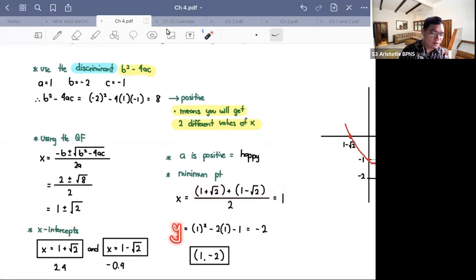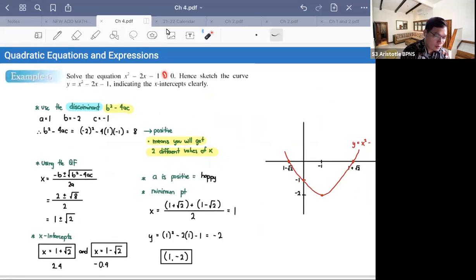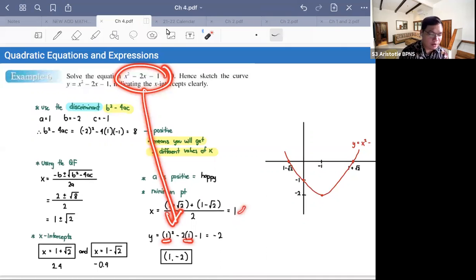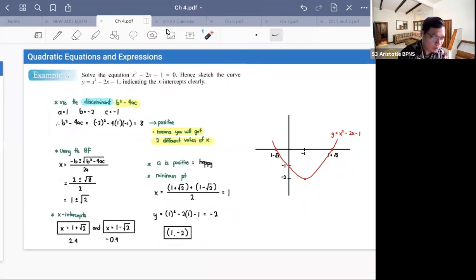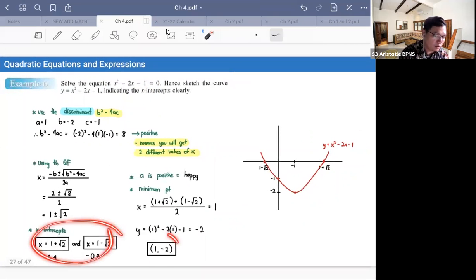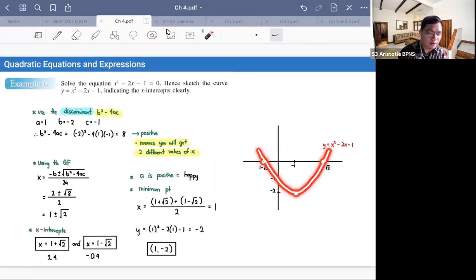And then for the y coordinate, using the same formula, instead of x we put 1, right? So your y coordinate for your minimum point is negative 2. Therefore, the point is 1 comma negative 2. And then after that, you just plot all the points here and here, and then here. And then you just graph this one, and it will look like that. So that's it, class.